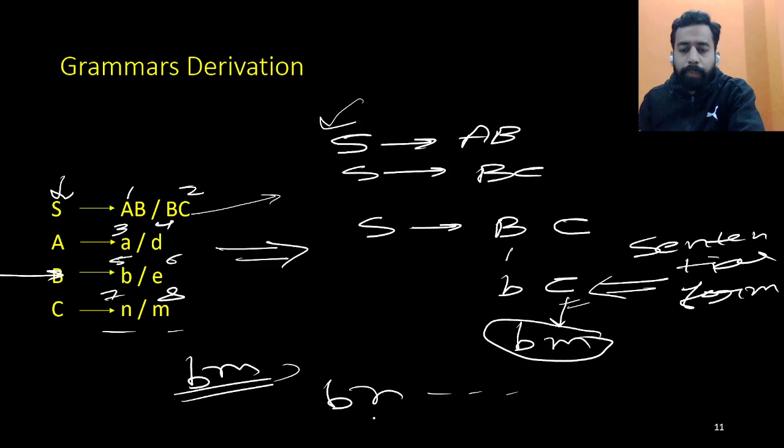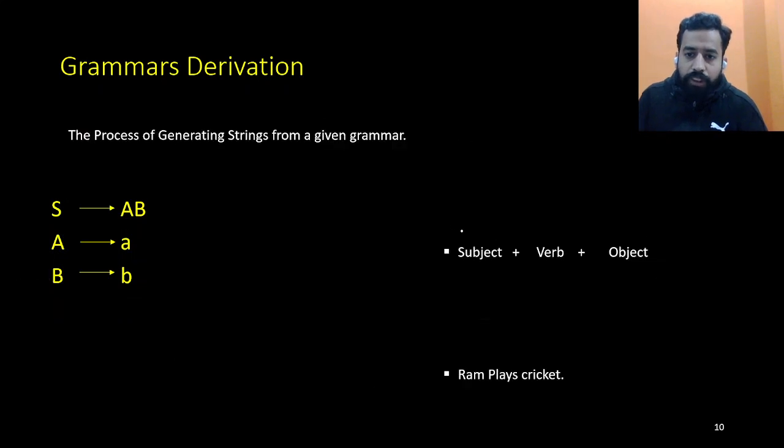So this is grammar. So how were you deriving strings from grammar in natural language? This is how you were deriving, like you were changing subjects. For example, Ram, Sham, and this time you can use Gita.